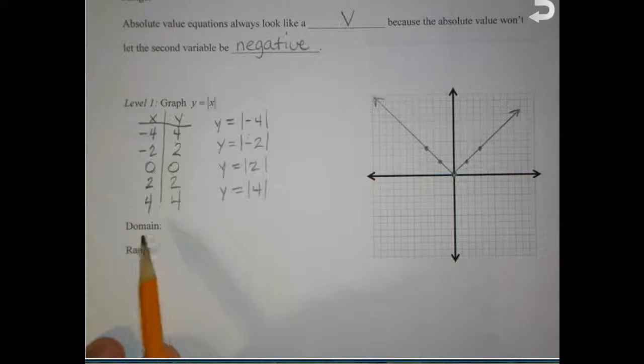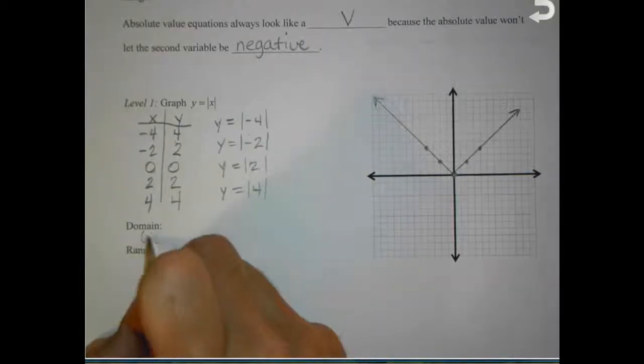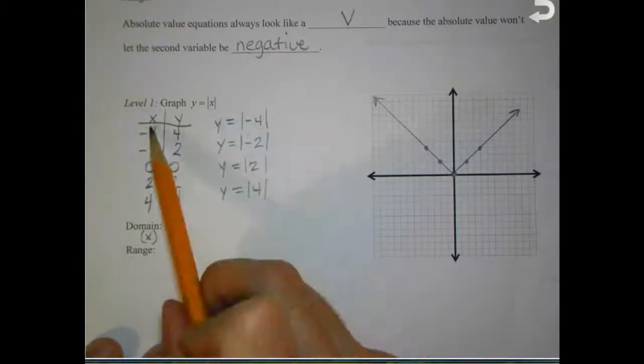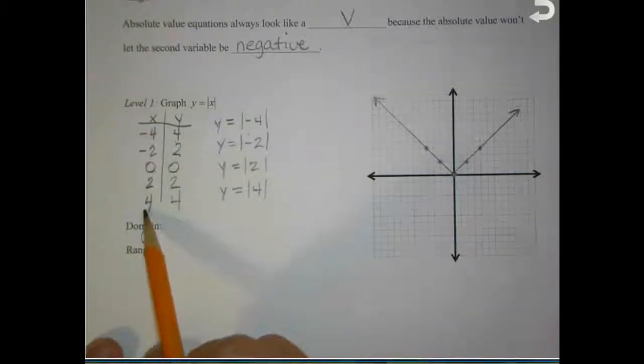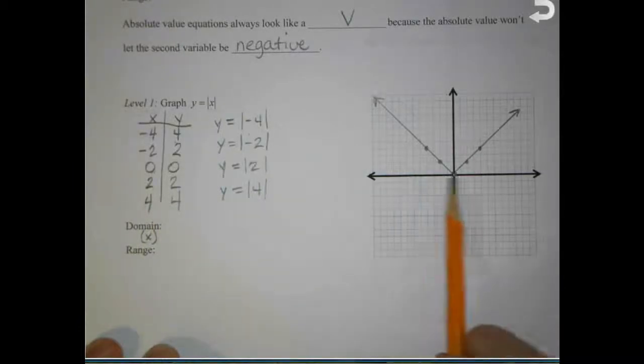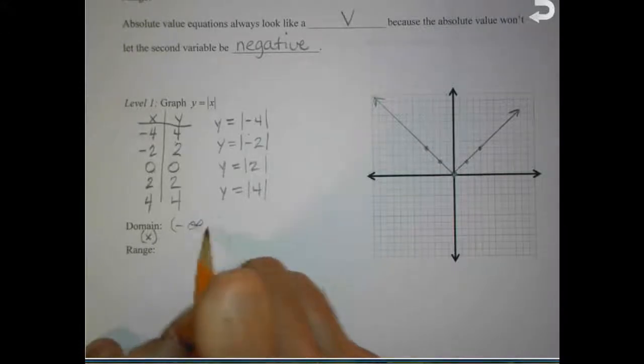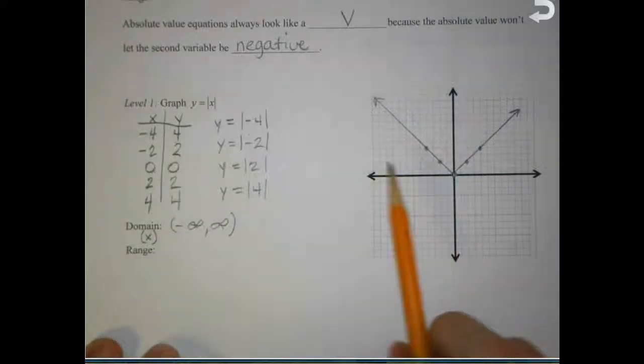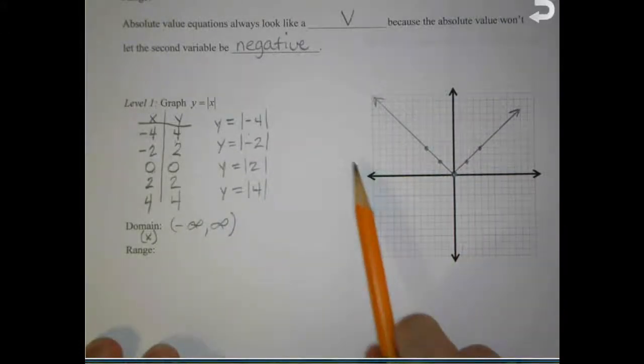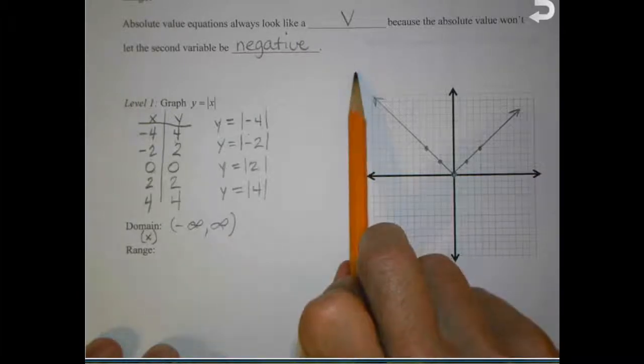Now when I do the domain, we forgot to do that on the last problem, but we'll do it here. The domain, we're talking about values for x, and I can look at these values and see that any numbers I could have chosen all the way across from -infinity to +infinity, and I can also see it on the graph. If I'm over here at -infinity, eventually I'll be able to get up there to a point on my graph.